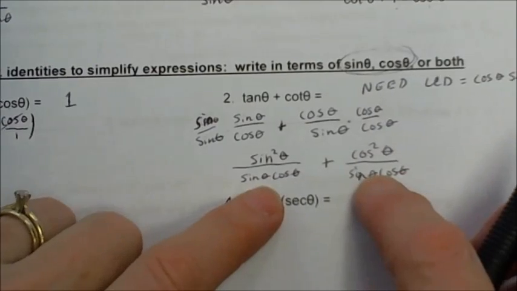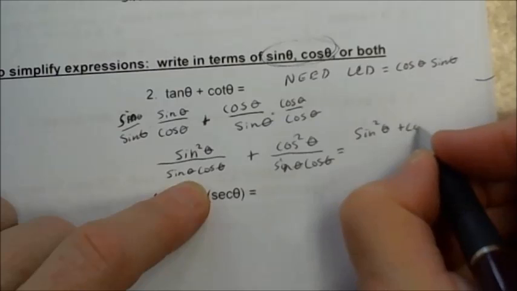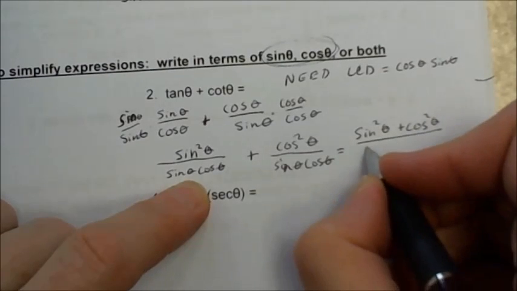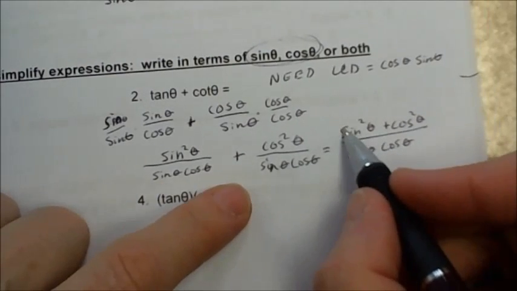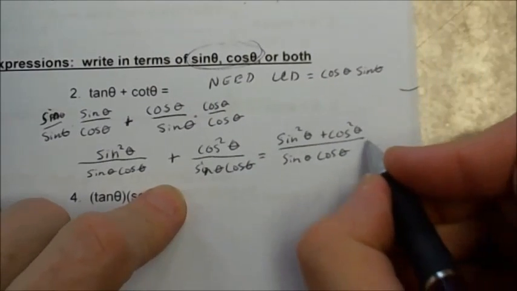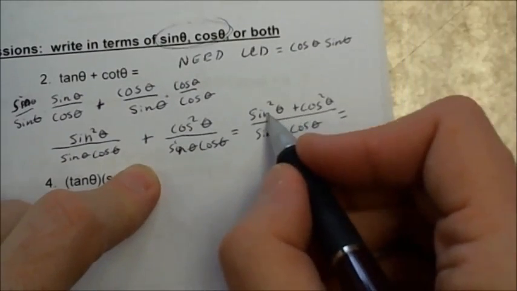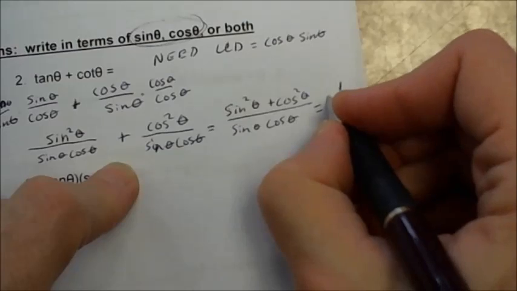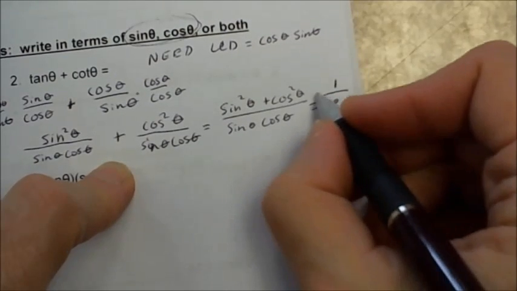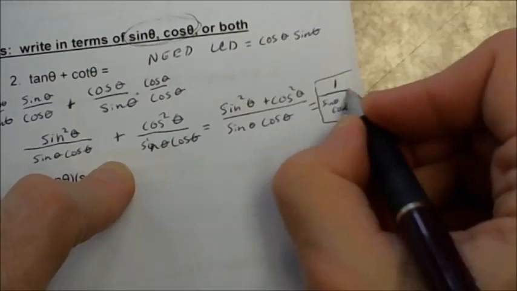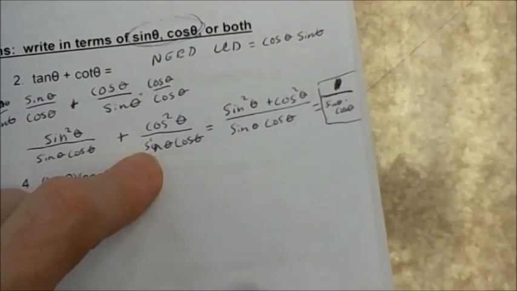Now they have the same denominators. Now we can just combine those numerators. Sine squared plus cosine squared all over sine, cosine. And now sine squared of theta plus cosine squared theta is equal to 1, no matter what. So we can always replace sine squared plus cosine squared with 1. 1 over the sine of theta times the cosine of theta. I kind of ran out of room here. So there's your final answer, 1 over the sine of theta times the cosine of theta.